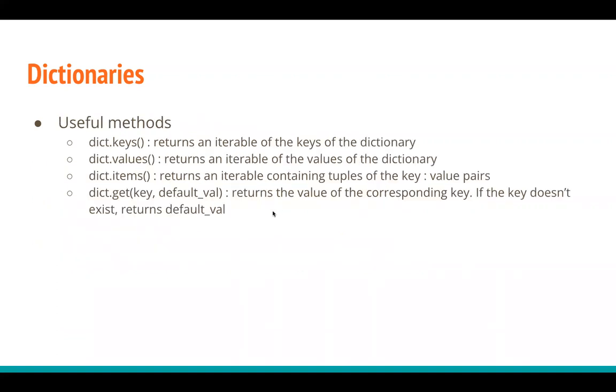So some methods that we'll use with dictionaries, we can call dict.keys or values to get an iterable of the keys, or an iterable of the values. Or you can call .items to get an iterable of a bunch of tuples containing the key value pairs. And we can also use dict.get, and then we pass in a key and a default value. What it does is it returns the value of the key that you pass in, and if we can't find the key, then it will return the default value.